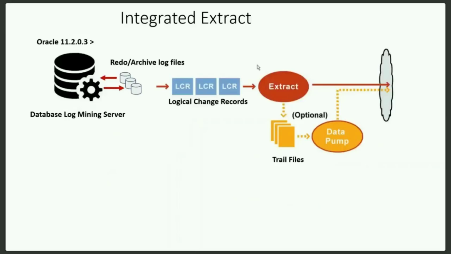So here's an example of the integrated extract. It needs versions 11.2.0.3 and above, where we have what's called a database log mining server. The log mining server is very similar to the Streams engine. It's mining the redo log files and writing what's called logical change records. And then these logical change records are handed over to GoldenGate, where the GoldenGate extract process will use those logical change records, write them to the GoldenGate trail files, and then again they're sent over the network by the pump process.